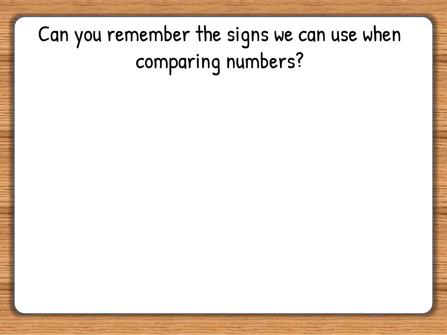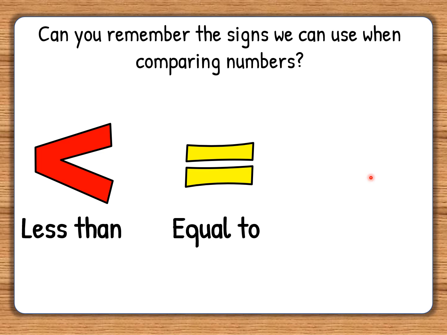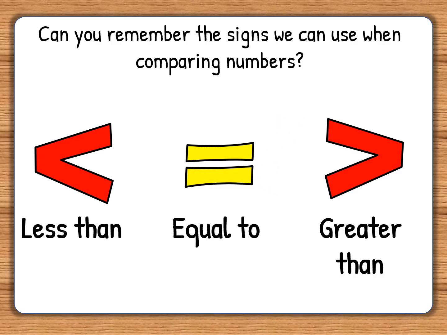Can you remember the signs we can use when comparing numbers? When alligator is eating on this side, we say less than. When alligator closes his mouth, we say equal to. And when alligator eats on the left, or the number on this side, we say greater than.